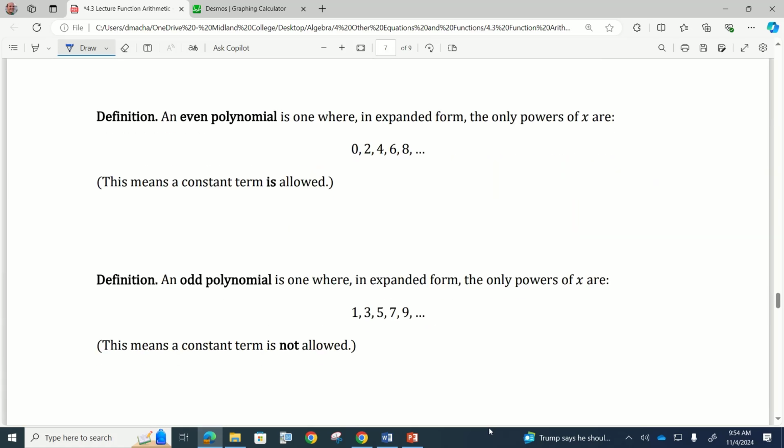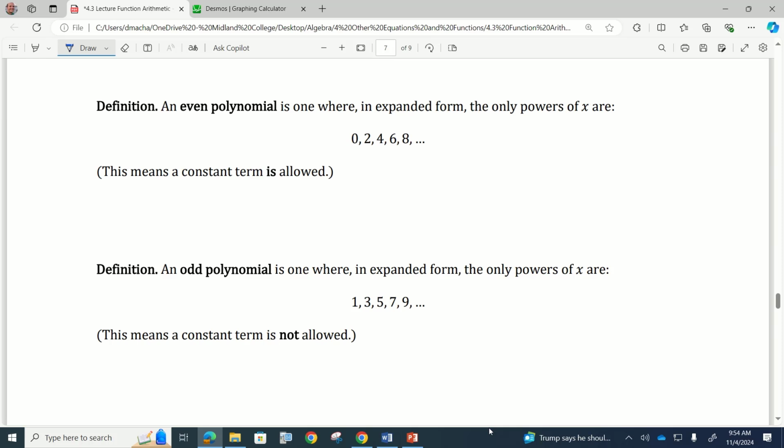All right. So more definitions. An even polynomial is a polynomial where you write it out in expanded form, and all of the powers of x are even numbers. But you're also allowed to have the power of 0, even though 0 is not really an even number, which means we're allowed to have a constant term.